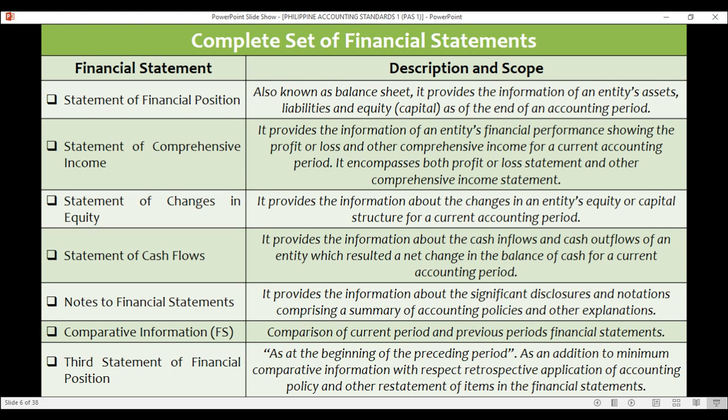Okay? Statement of comprehensive income. Statement of comprehensive income provides information about an entity's financial performance for a current reporting period. Okay? Showing the profit or loss and the other comprehensive income for that concerned accounting period. So, it encompasses both the profit or loss statement and other comprehensive income statement. So, don't be confused. When we say comprehensive income, okay, we mean the profit or loss and the other comprehensive income already. So, statement of comprehensive income, two statements.